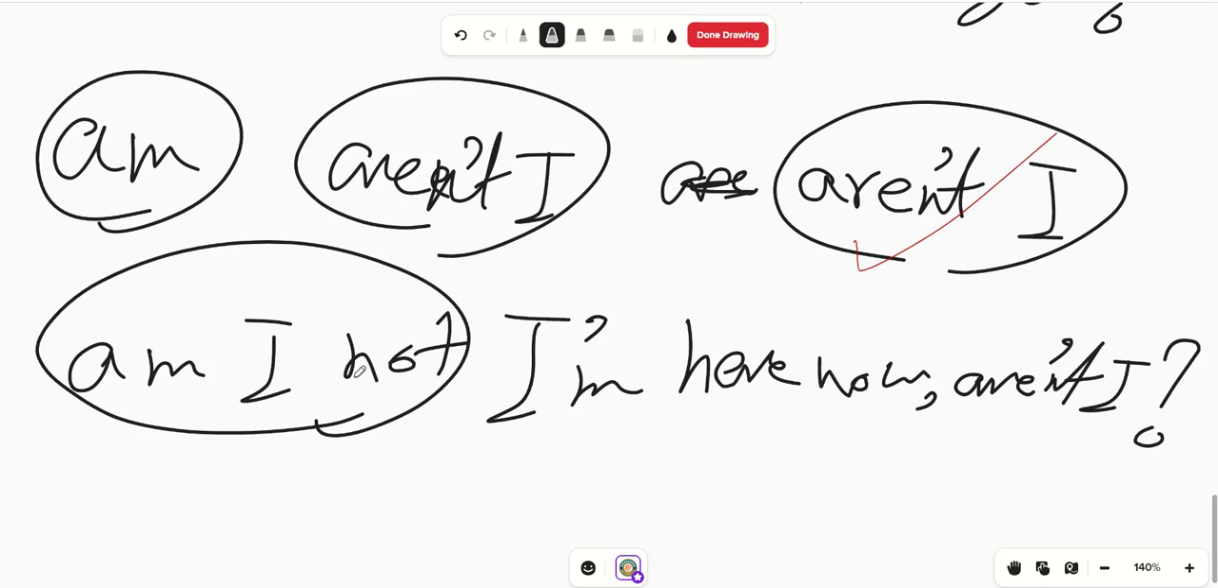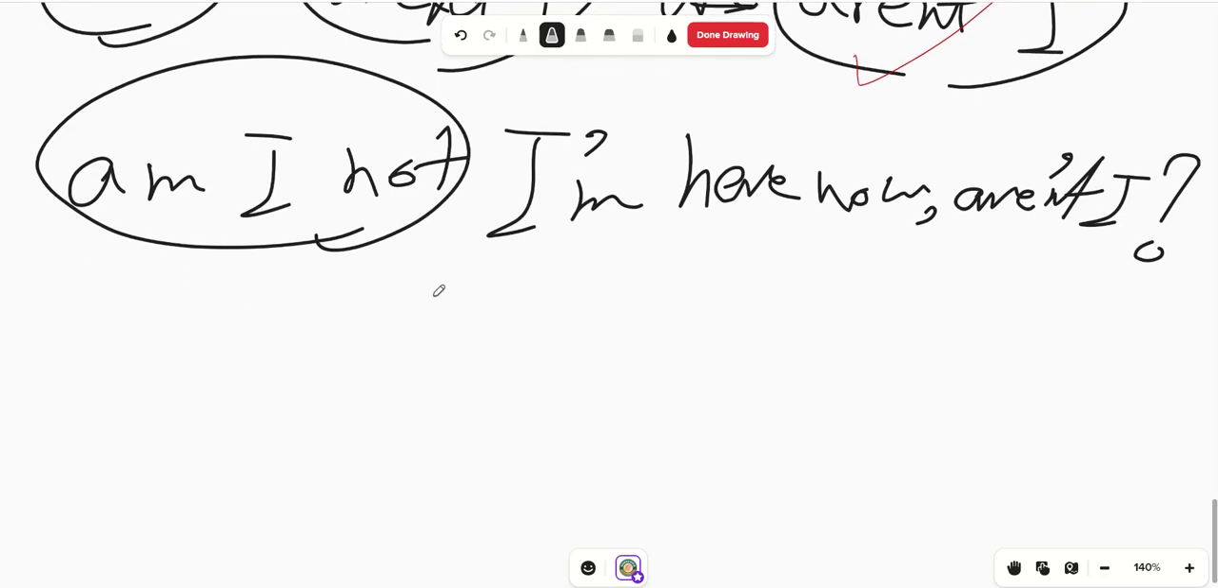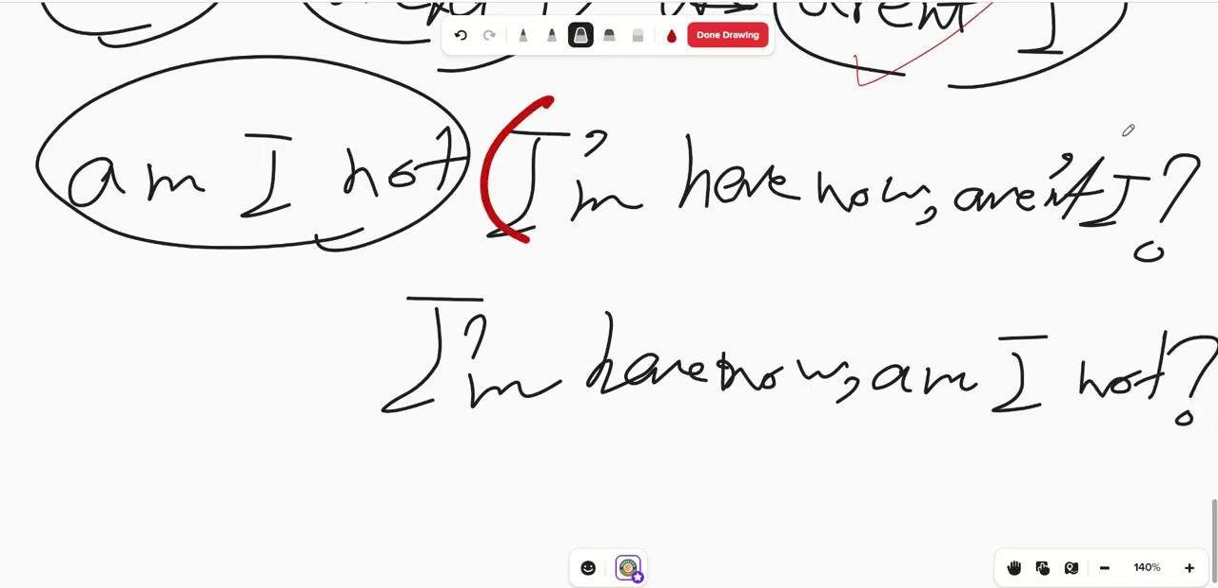We can say, let me go down. For example, I'm here, or for example now, am I not? But the first one is very common, but we rarely use am I not. But it's still true.